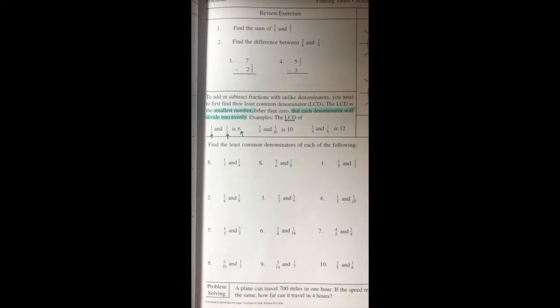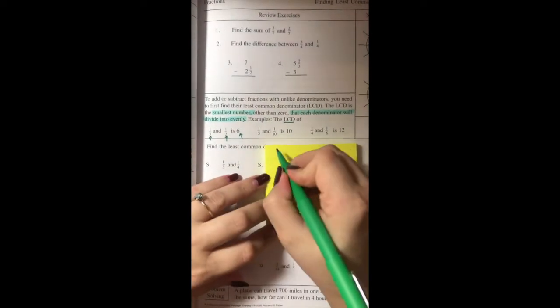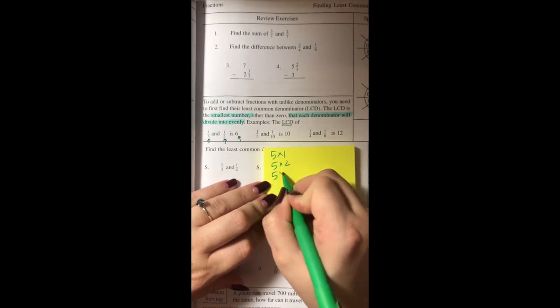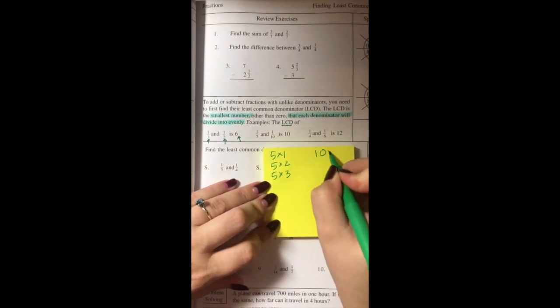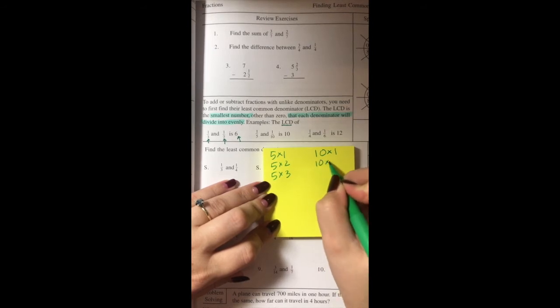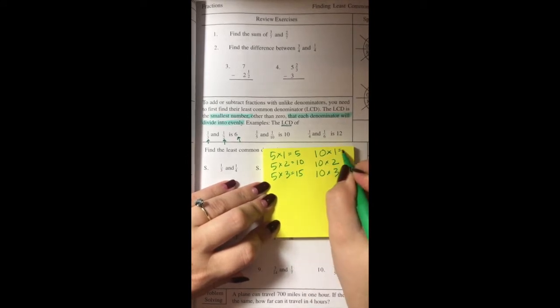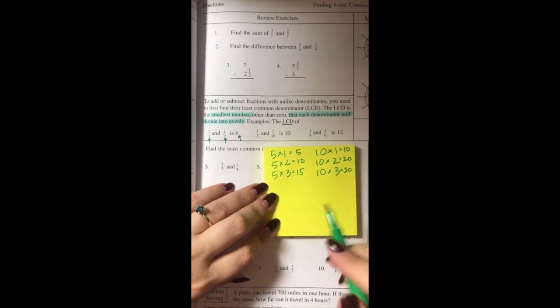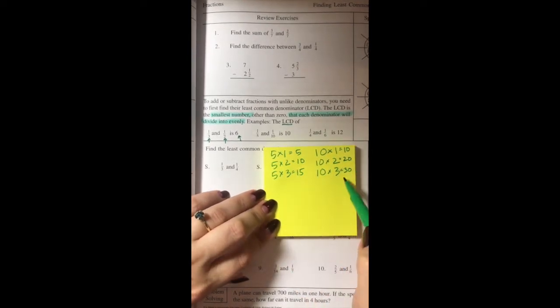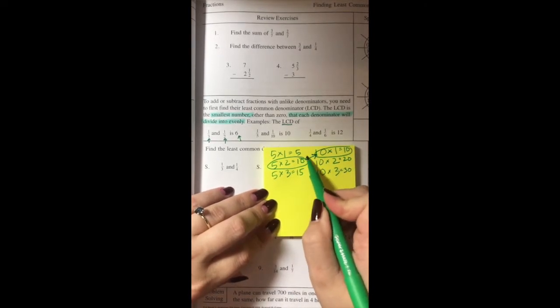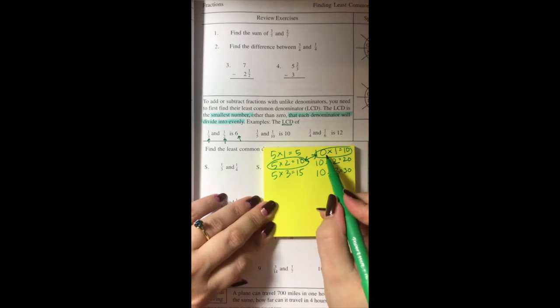And just to give another little visual, if we were to have 5 times 1, 5 times 2, 5 times 3, and then we were to have 10 times 1, 10 times 2, 10 times 3, 5, 10, 15, 10, 20, 30. Which number do they have in common? 10. 10 is the smallest number that both 5 fits into and 10 fits into.